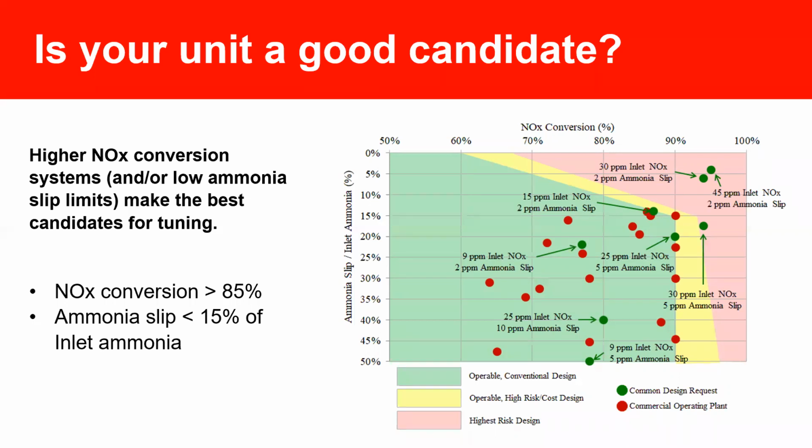And what I want to do to discuss this all on an apples to apples basis is refer to the NOx conversion required from your SCR, and more importantly, your ammonia slip as a function of the inlet ammonia fed. Let's look at some of the values in the red area, which would be your best tuning candidates. I've highlighted a unit that has 30 ppm inlet NOx and 2 ppm ammonia slip as the limit.